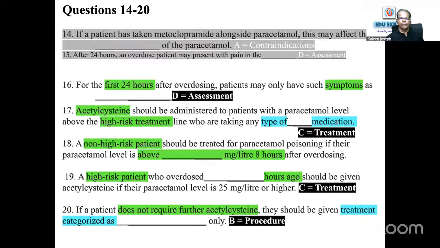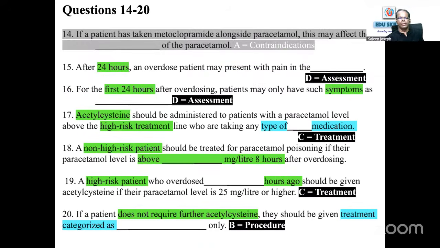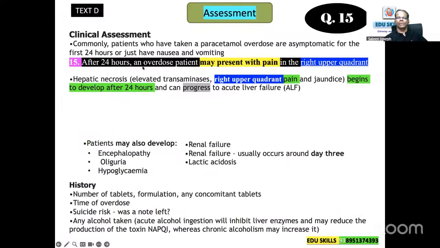Fourteenth one done, right? Next one is 15th. After 24 hours, an overdose patient may present with pain in the dash. Where do we have the pain? Location. Okay, 24 hours. After 24 hours, an overdose patient may present with pain in the right upper quadrant. Yes, after 24 hours is the indication. How easily you can come and just locate that 24 hours.